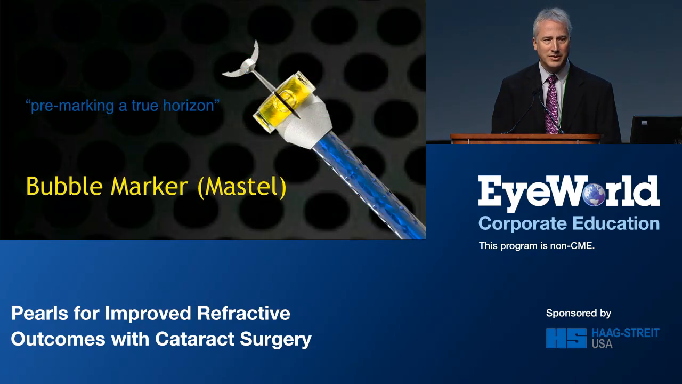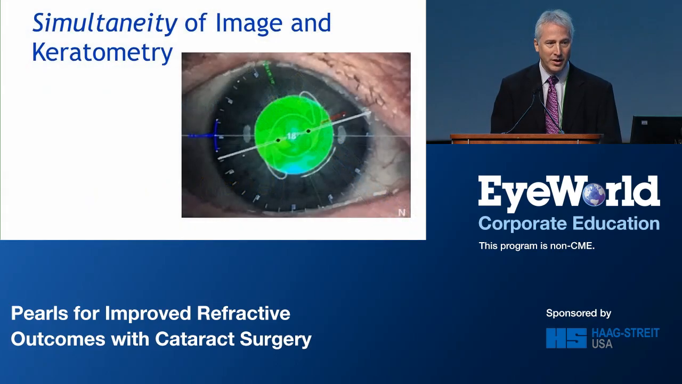Remember we talked about simultaneity before? Again, a bubble marker works great, but it's not relative to where it was measured relative to gravity, right? So the simultaneity of the image and keratometry capture are super important. Remember when I talked about that one click where Lenstar captures everything at the same time? Well, part of what it's capturing is an image of the anterior segment.